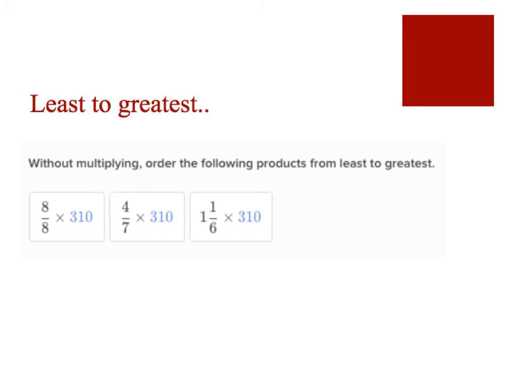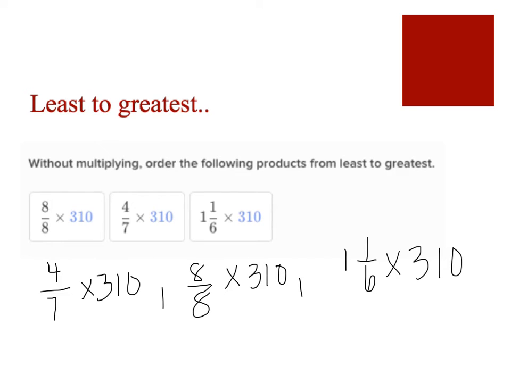All right, so using the same rules, we're going to order these from least to greatest. Think about it for a second. Which of these is going to give you a smaller product and which of these is going to give you a larger product? Pause the video and try to figure this one out. All right, so hopefully you've paused the video and figured this one out. I have the correct answer written right here, least to greatest. Let me show you how I figured this one out.